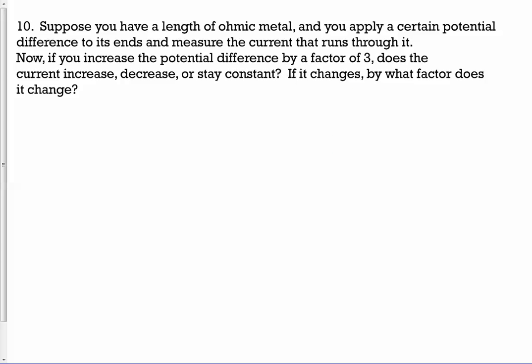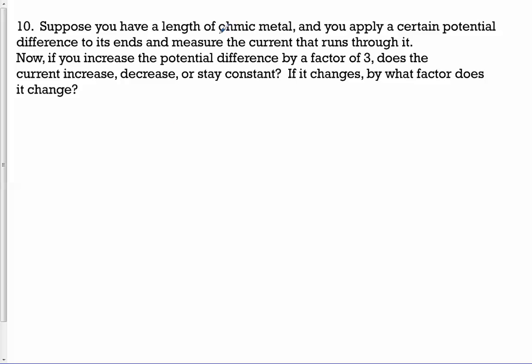Number 10, suppose you have a length of ohmic metal, and you apply a certain potential difference to its ends and measure the current that runs through it. Then if you increase the potential difference by a factor of 3, does the current increase, decrease, or stay constant? And if it changes, by what factor?